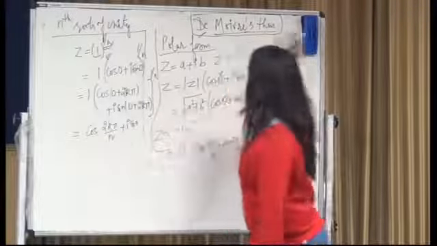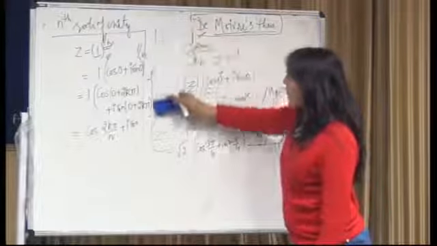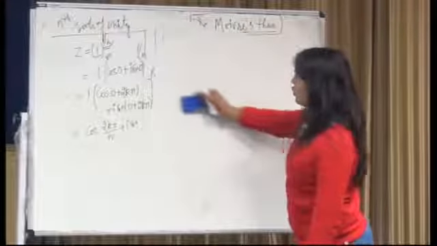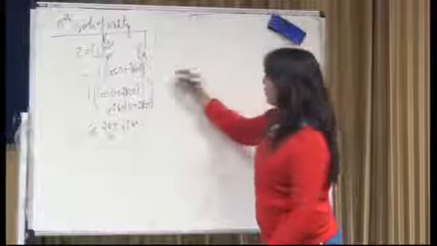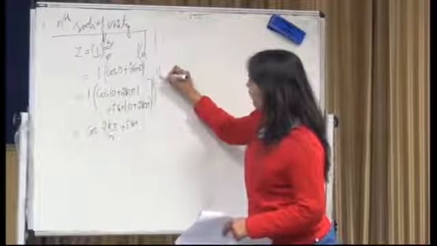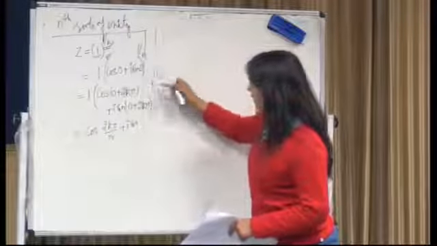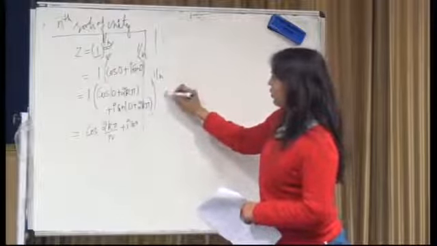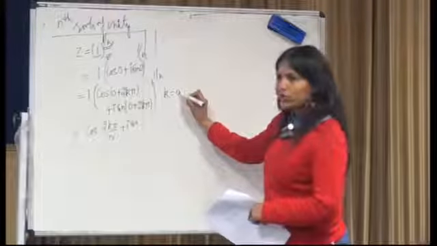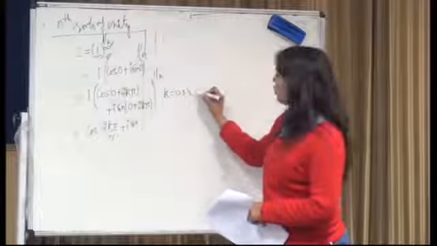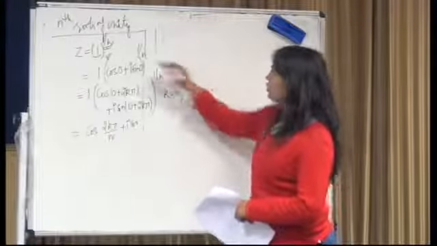But there is one thing to learn. 2k pi, this is to the power 1 by n, okay? Just write it carefully. Now I haven't told you the k values. k will start from 0 and it will go up to how many roots this equation will have?